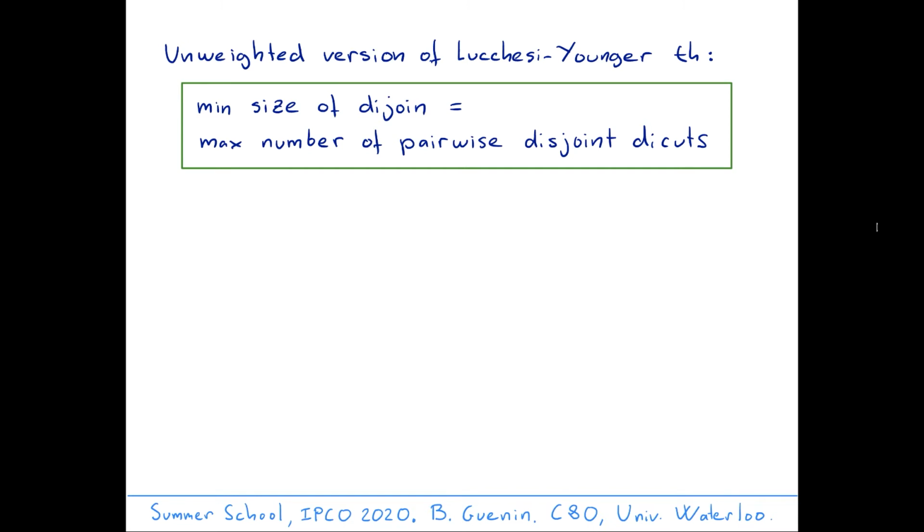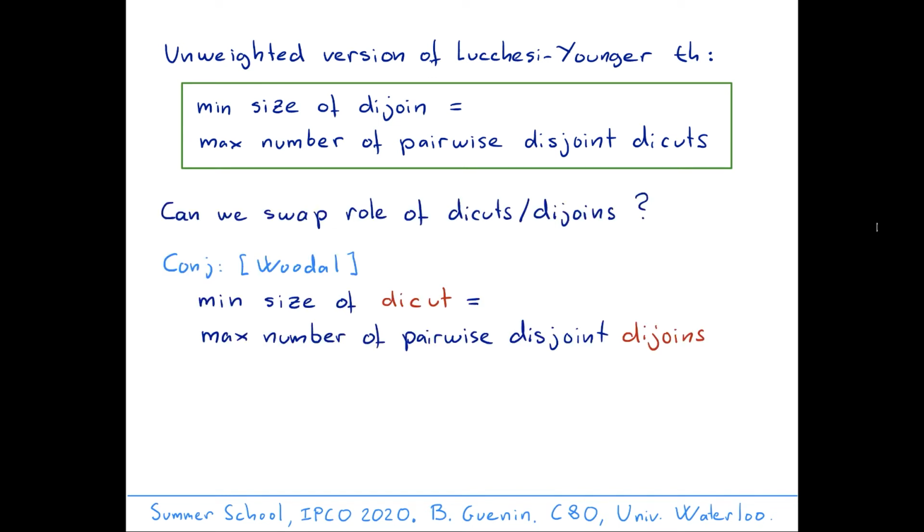Another interesting conjecture that arises from the Lucchesi-Younger theorem is the following. Let's write down again what it means for the clutter of dicuts to pack. It says that the minimum size of a dijoin is equal to the maximum number of pairwise disjoint dicuts. So what happens if you interchange the roles of dijoins and dicuts in that expression? Woodall has conjectured that the equality should still hold, so that the minimum size of a dicut should be equal to the maximum number of pairwise disjoint dijoins.